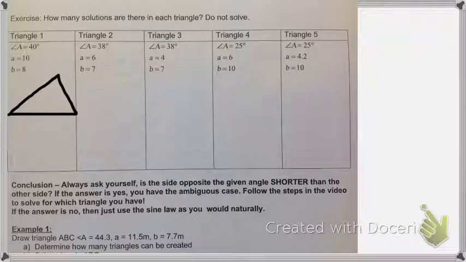Just a quick sketch. If this is 40, that's 40 degrees, side A is opposite of this angle. So this is going to be 10, and this is going to be 8. Have I drawn that to scale? Well, that's where we have to look at our inspection. The side opposite the given angle is longer than the other side. This is not ambiguous.